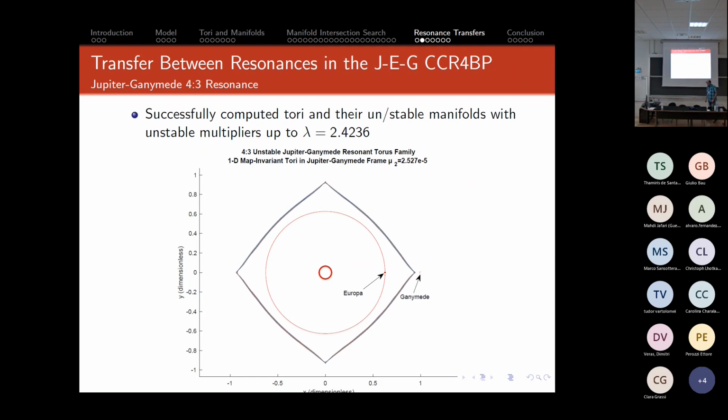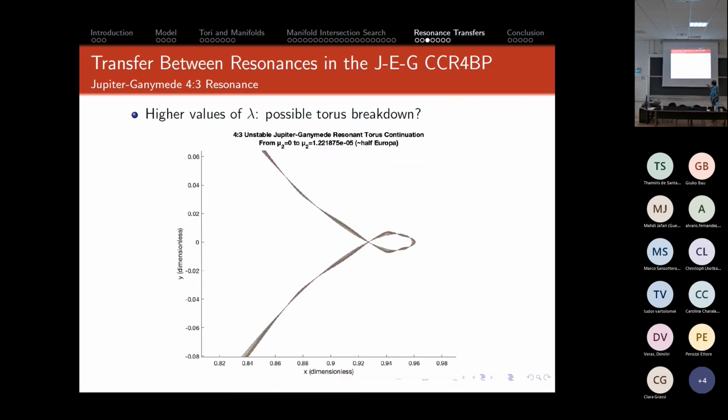For this, probably the most promising one we found is 4-3. We computed some tori here up to an unstable multiplier of about 2.42, and we can see the family of tori we computed here. Just a quick aside: for larger values of the unstable multiplier, we suspect that the tori may no longer exist. There might be something else there of a different topology, which we're still investigating, because as you can see, the number of Fourier modes is starting to increase. We might be starting to get affected by a nearby resonance within the resonance, so to speak.